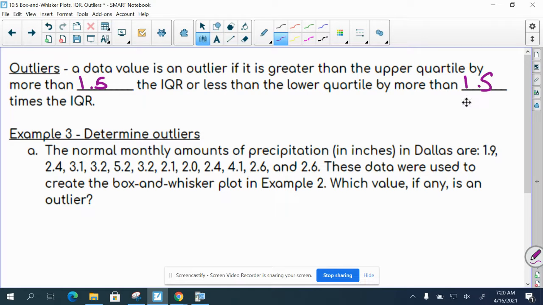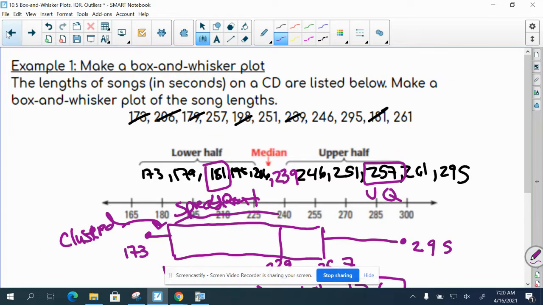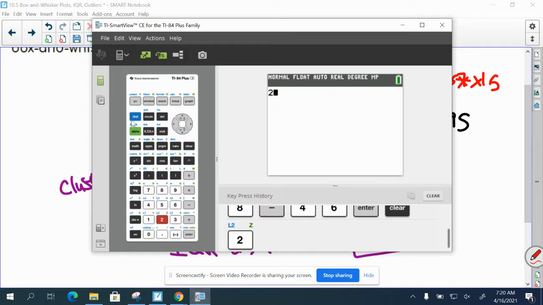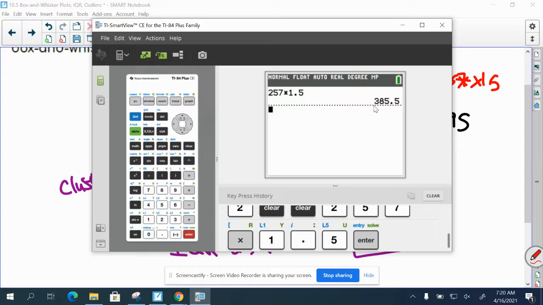So let's go back maybe to this example. Is 295 an outlier? If we were to follow that rule, the rule said that a data value is an outlier if it is greater than the upper quartile by more than 1.5 times. So if we take our upper quartile, which is 257, and multiply it by 1.5, 257 times 1.5 is 385.